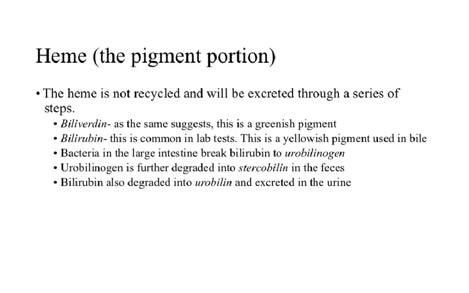And then on the other end, some of that bilirubin is going to be processed by the kidneys, and it will be degraded into urobilin, and that's what gives the urine its yellow color.